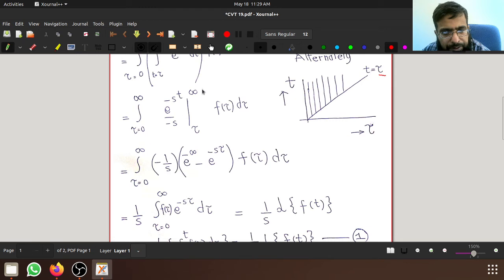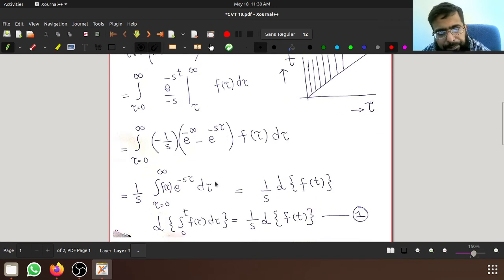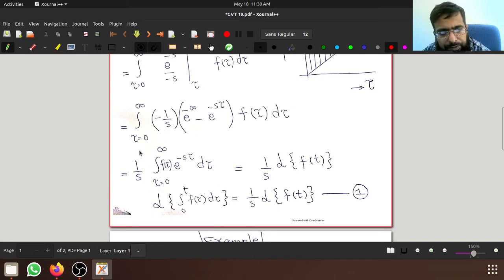So this is minus 1 over s, and we put these limits: e to the minus infinity minus e to the minus s, where t is replaced with the lower limit tau, and then we have this 1 over s taken out. E to the minus infinity is 0, and 0 minus e to the minus s tau, and this is minus e to the minus s tau. This minus multiplied with this minus becomes a plus, and we are left with e to the minus st here, e to the minus s tau here. This f of tau can be written either on the right or on the left, it doesn't matter: f of tau e to the minus s tau d tau, with tau from 0 to infinity.